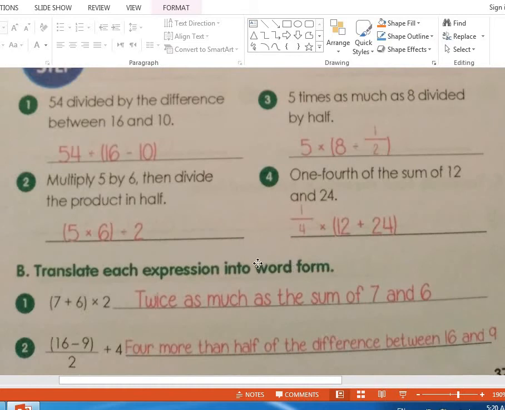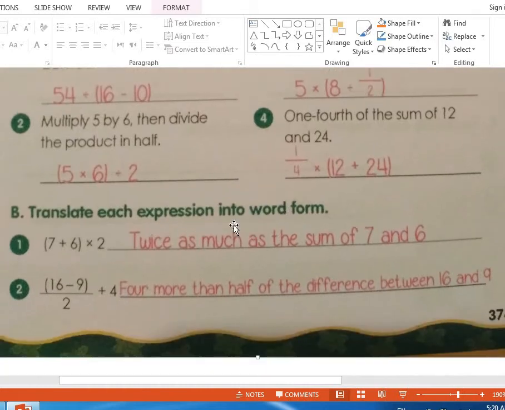Okay, translate each expression into word form. Here I will write the expression in word form this time, not in numbers. So he gives me 7 plus 6 times 2. Okay, the answer may be different from your colleague. Why? 7 plus 6 times 2.